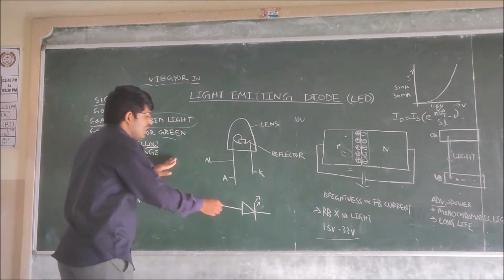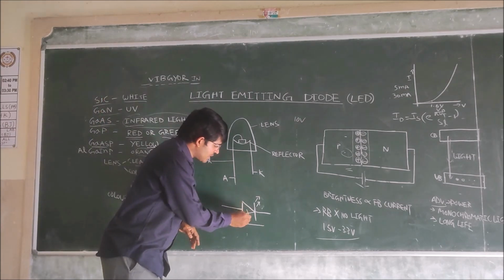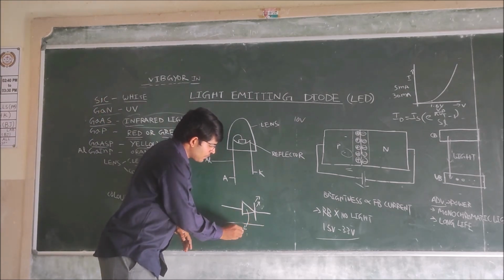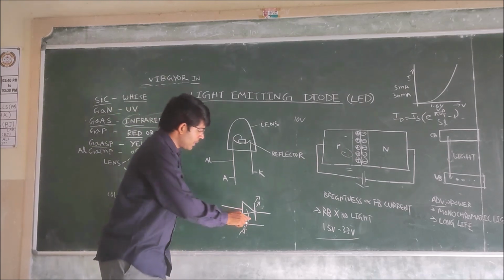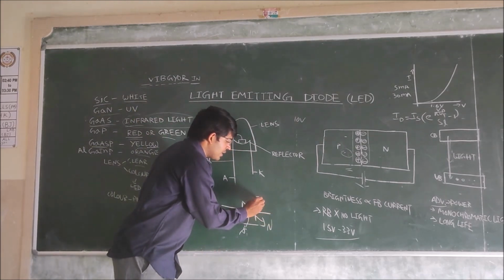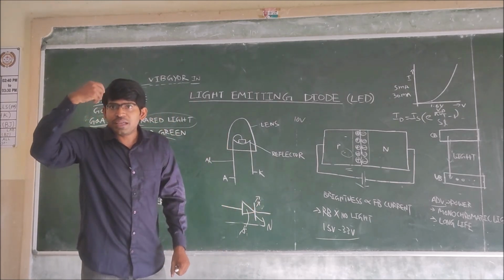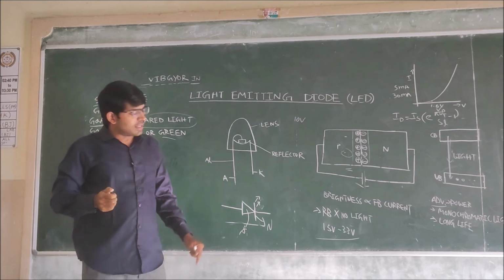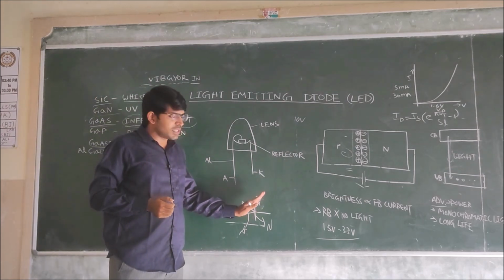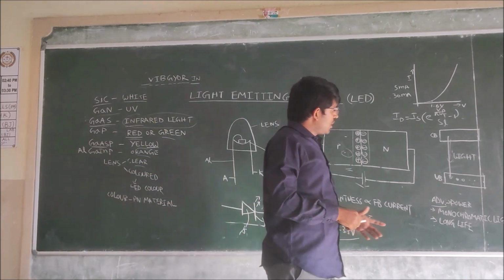Okay, this is the circuit symbol of LED. The arrow represents which material? P-type material. This vertical bar represents the N-type material. These arrows representing light is being emitted. The light emission is being represented with these arrows. Okay, now you see here.